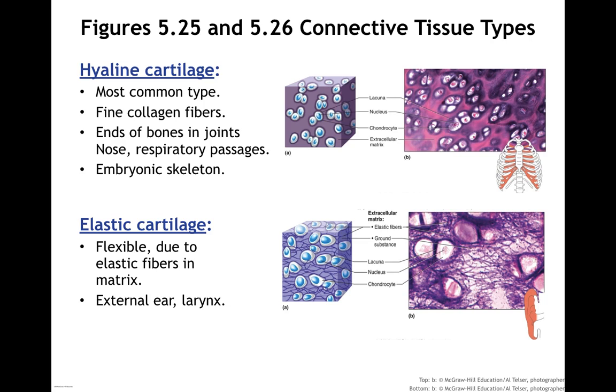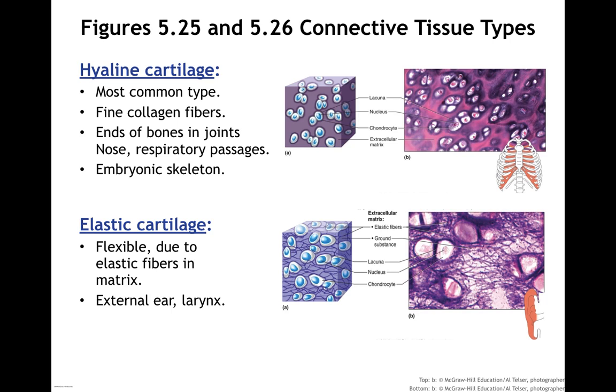Hyaline cartilage is the most common type. It's got fine collagen fibers in it. We find it on the ends of our bones and the joints, in our nose, and in respiratory passages. When we talk about articular cartilage, it will be hyaline cartilage. And it is also going to be used as our first skeleton during embryonic development, to provide a model to build bones. Elastic cartilage is flexible because it has more elastic fibers in its matrix.